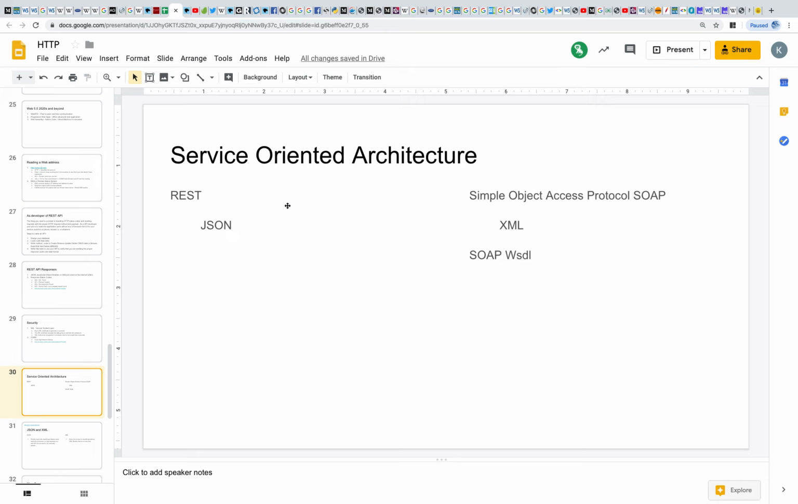Service-oriented architecture, big buzzword. It's been around. Let's put it this way: if you haven't heard service-oriented architecture, it's been around a long time. You might want to know what that is.